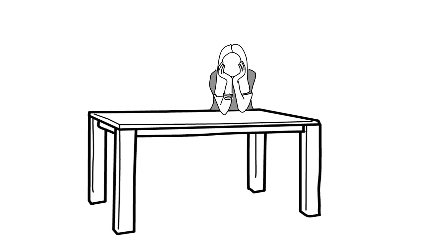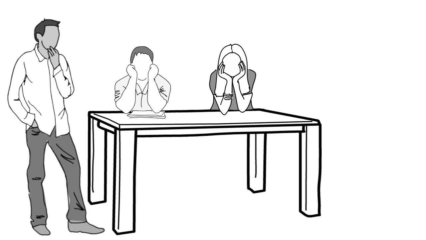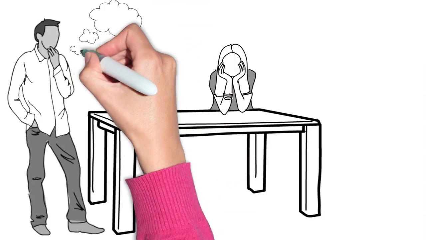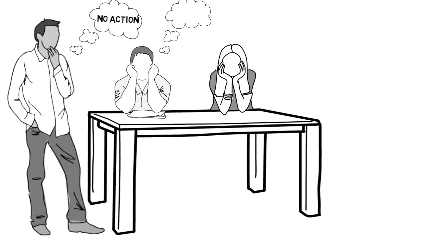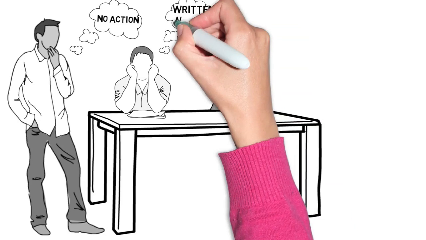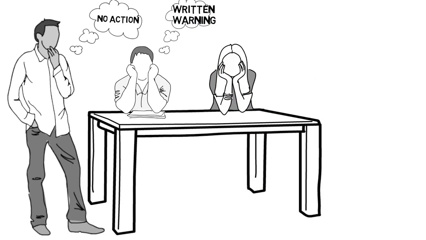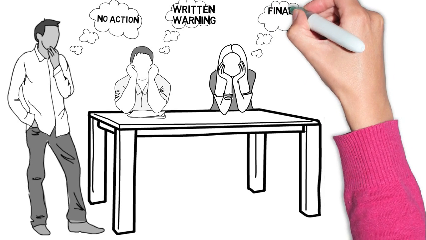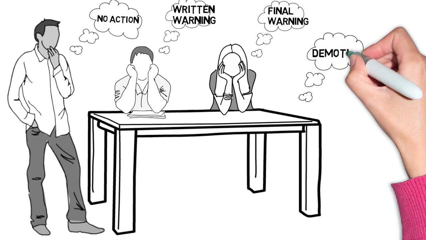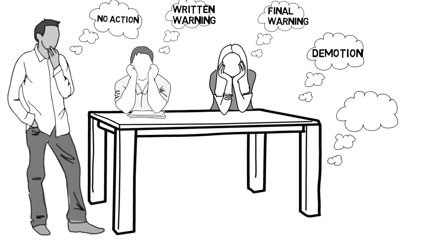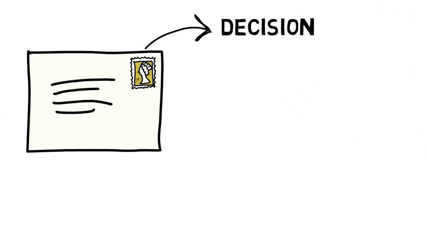After the meeting, decide whether or not disciplinary or other action is justified and inform the employee of your decision in writing. Your decision might be no action, written warning, final warning, demotion, or dismissal. The letter outlining your decision following the disciplinary hearing should also outline the employee's right to appeal and how they go about doing this.